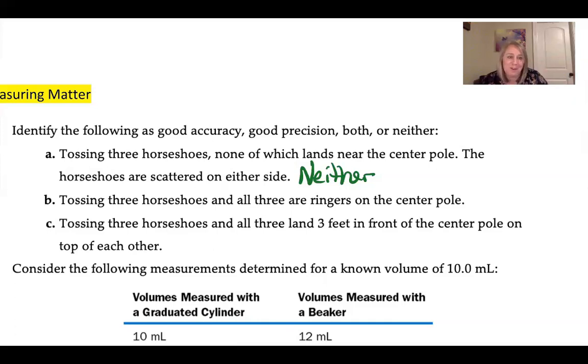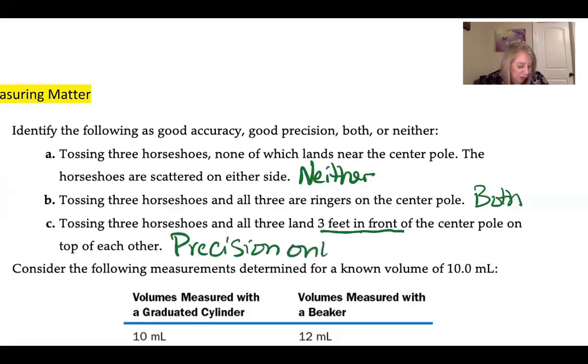That's me playing horseshoes. Tossing 3 horseshoes, and all 3 are ringers on the center pole. Every single one got exactly the goal. Wow, that is both precise and accurate. That is not me. And then the last one, tossing 3 horseshoes, and all 3 land in front of the center pole on top of one another. So they haven't hit the goal. They're close, but they haven't. They're 3 feet in front. So they're all tightly packed together, right? But you didn't get the goal. So you have good precision.